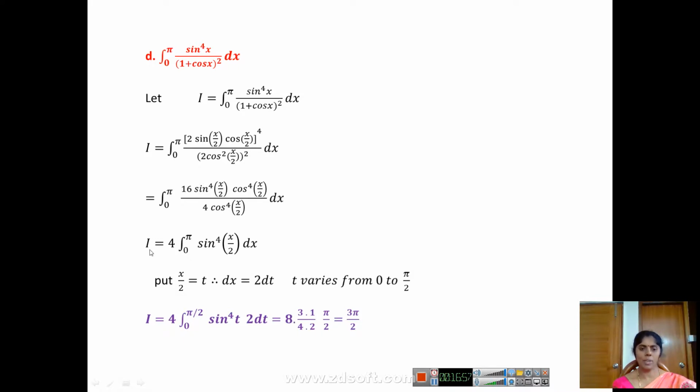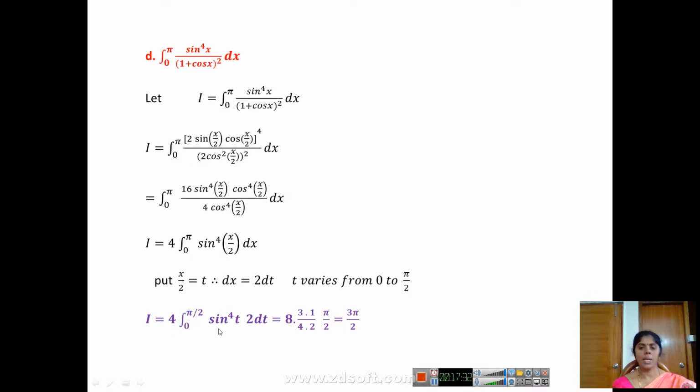So we can write I equals 4 times the integral 0 to pi of sine to the power 4 of x by 2 dx. Again here the angle is a half angle, so we have to consider the full angle because we have the reduction formula for the full angle. For that sake, put x by 2 equals t. Then dx becomes 2 times dt. Here x varies from 0 to pi, so t varies from 0 to pi by 2.